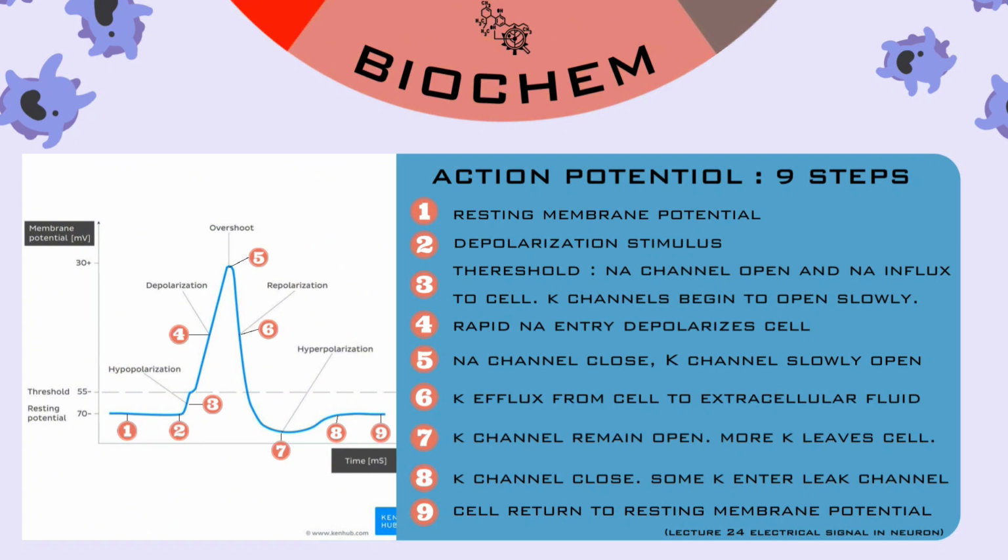The potassium channel will remain open and potassium ion will leave the cell. So because of this, the cell will reach hyperpolarization. But after that, the potassium channel will be closed. But only some of the potassium ion from outside will enter the cell through a leak channel. And because of this, it will cause the cell return to its original resting membrane potential. Then the whole process will be repeated again and again and again.